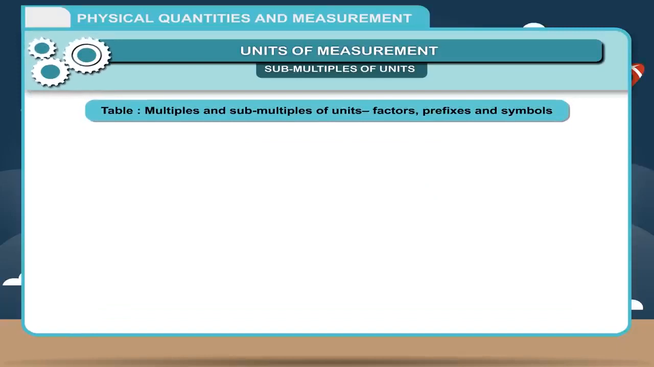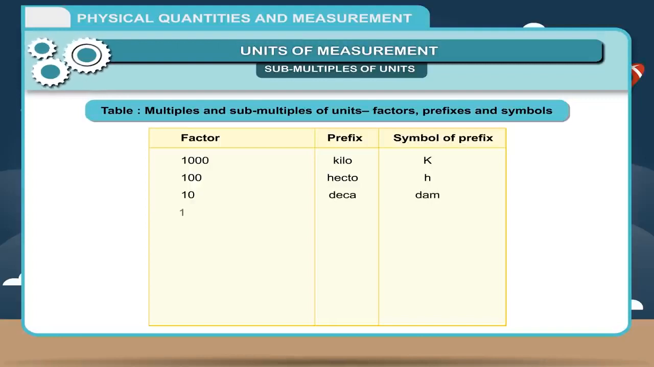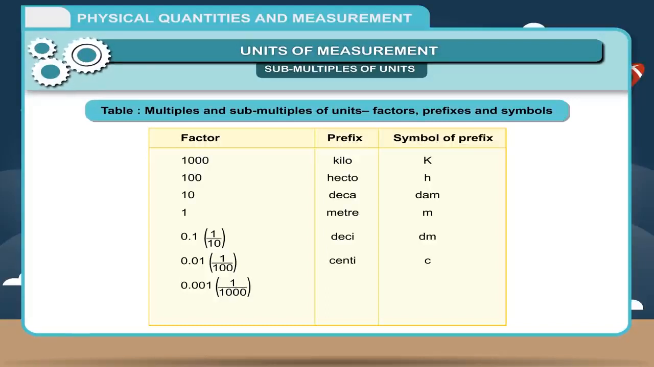Table: multiples and submultiples of units. Factor, prefix, symbol of prefix. 1000, kilo, k. 100, hecto, h. 10, deca, dam. 1, meter, m. 0.1, 1 by 10, deci, d. 0.01, 1 by 100, centi, c. 0.001, 1 by 1000, milli, m.